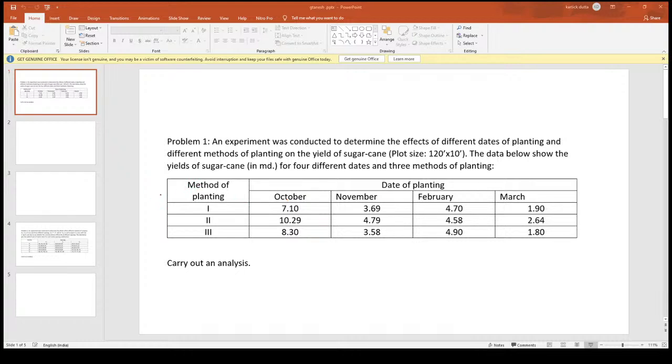So it is a two-way ANOVA, two-way because there are 2 factors. One is date and another is method. Two-way ANOVA, one observation per cell.